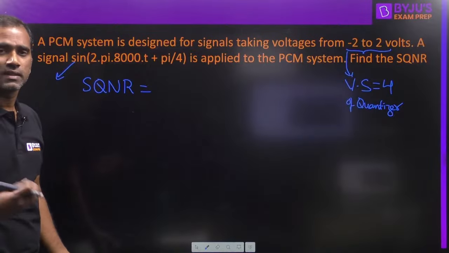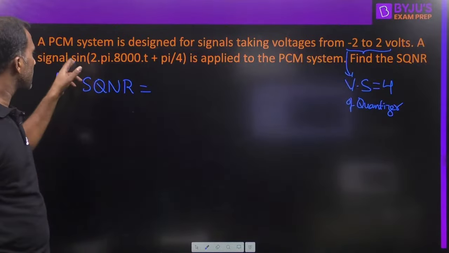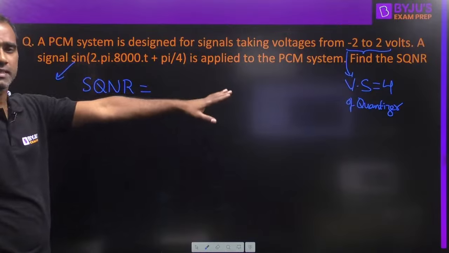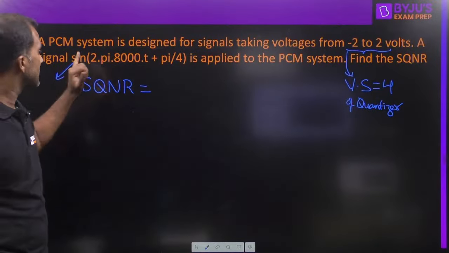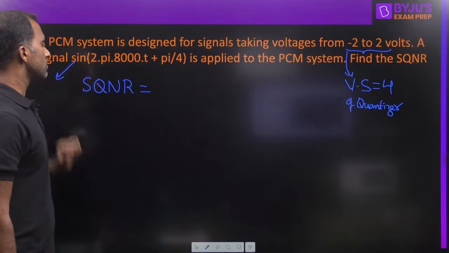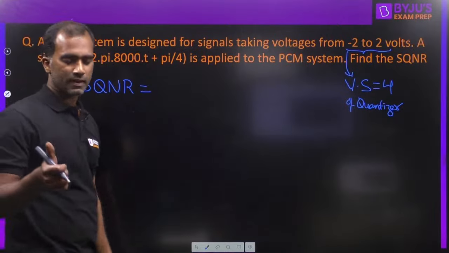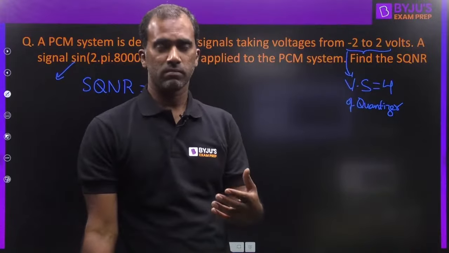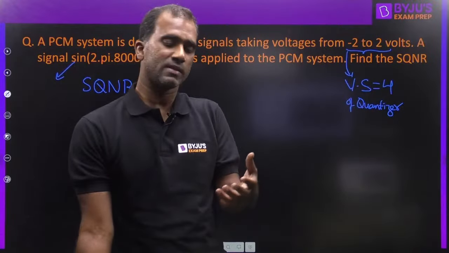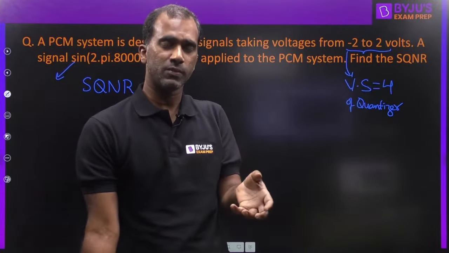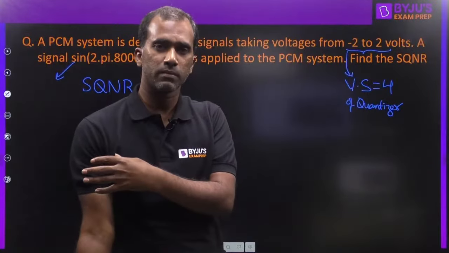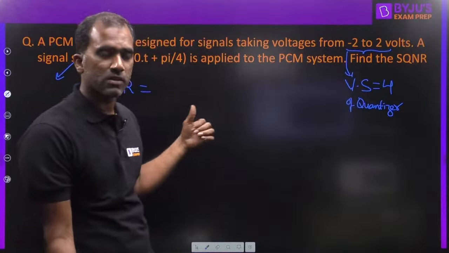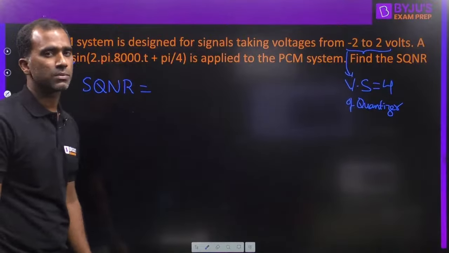Once it is designed, that's it. We can't change it. So even if you apply any signal, the quantizer design will be exactly the same. That will not change. But the signal has changed, no? So signal power will change, no? When we derived that formula for SQNR as 6n plus 1.8 dB, the basic assumption is that you are designing the quantizer with a voltage swing which is the same as the message signal voltage swing, but here it is different. So that's why we can't blindly use the formula 6n plus 1.8.